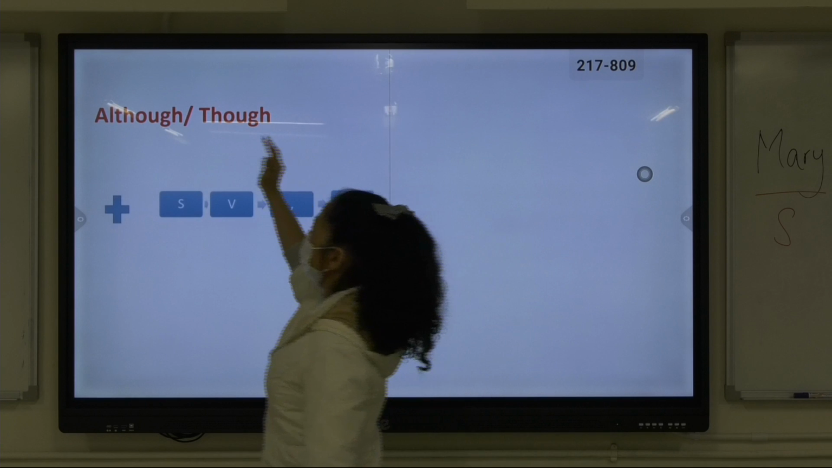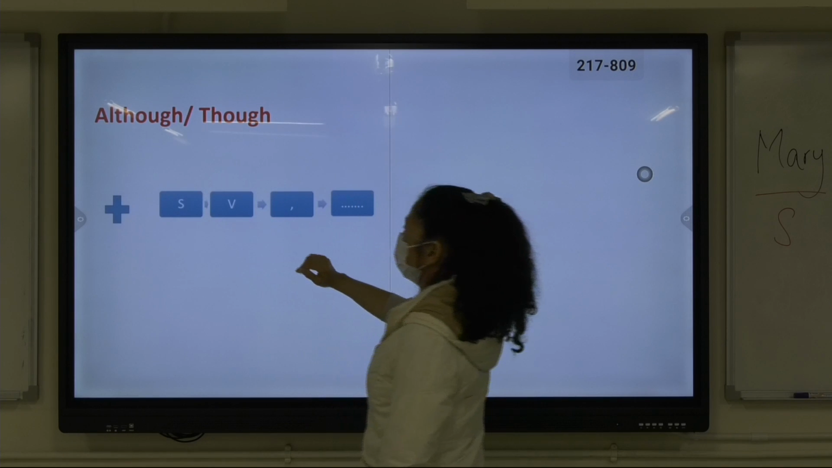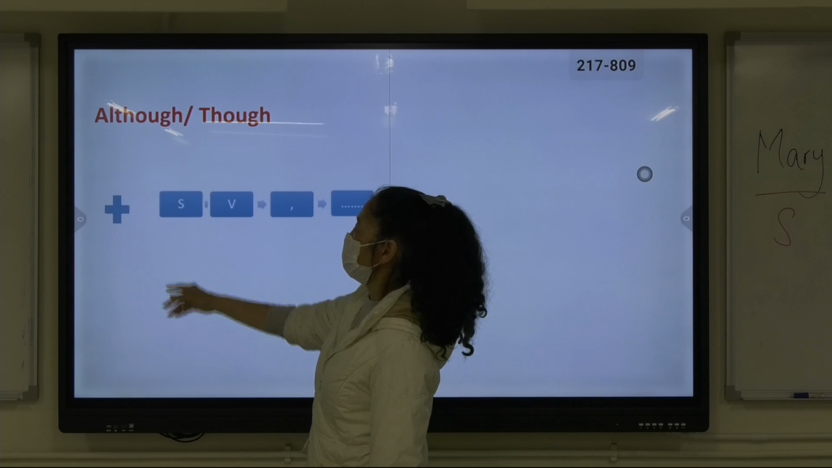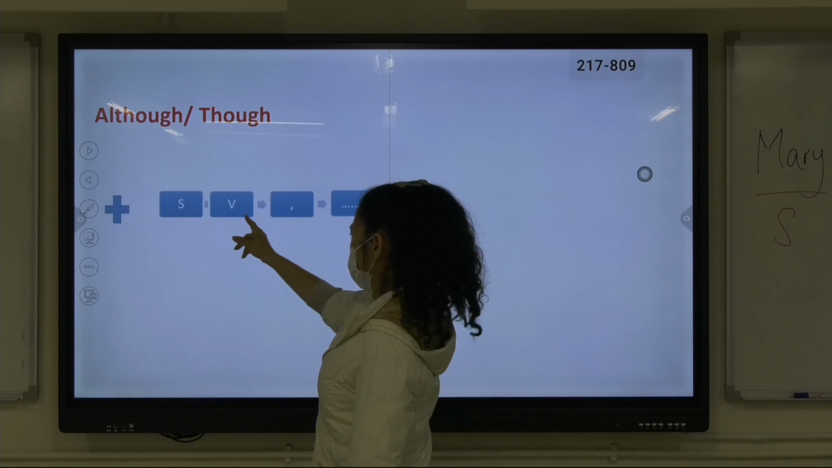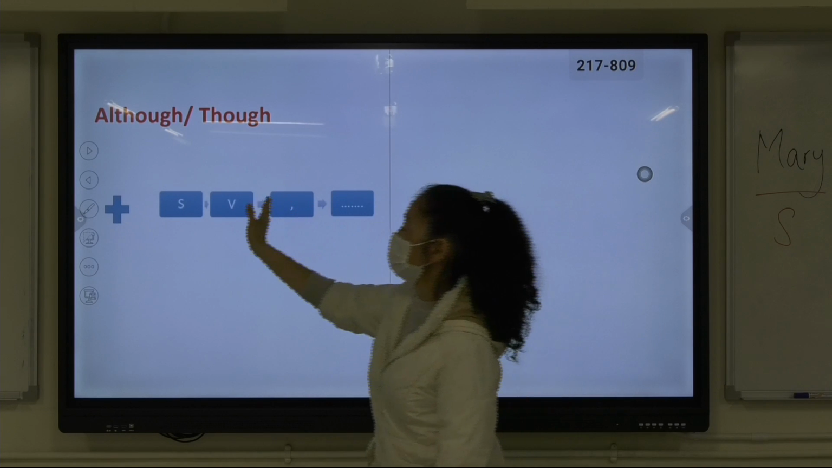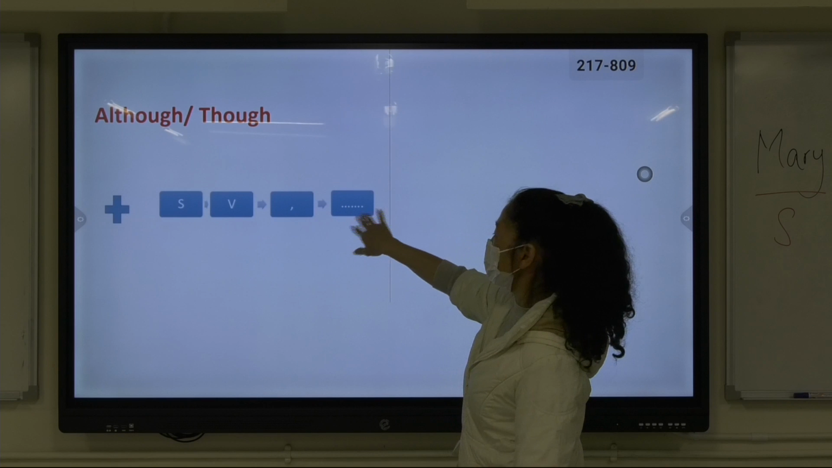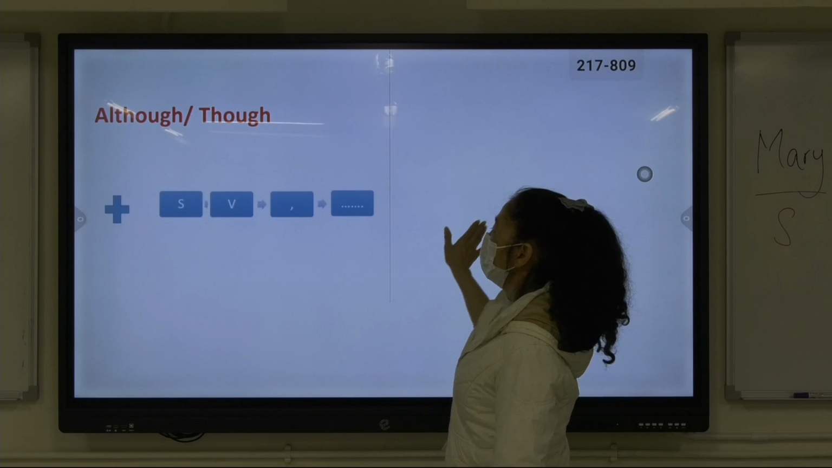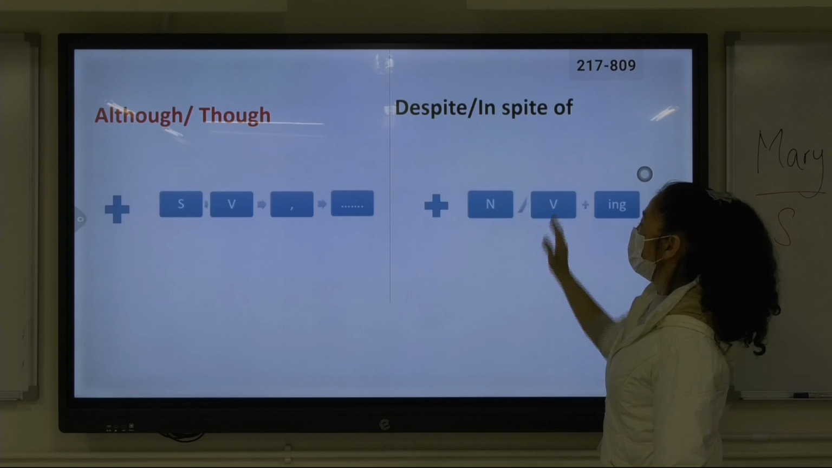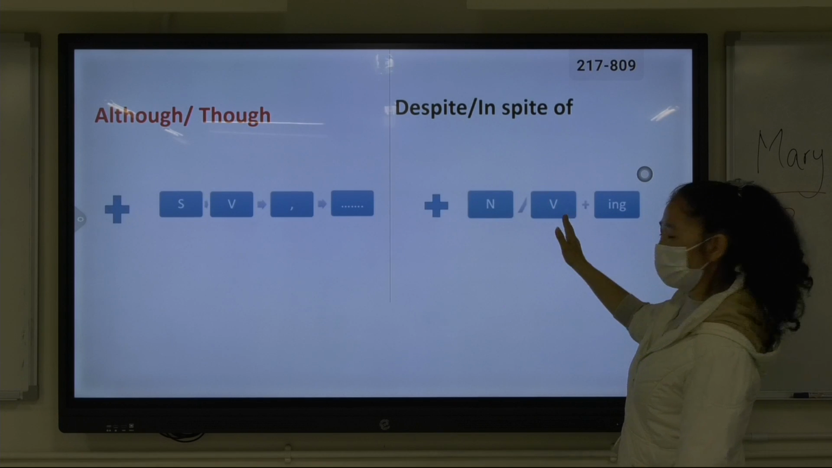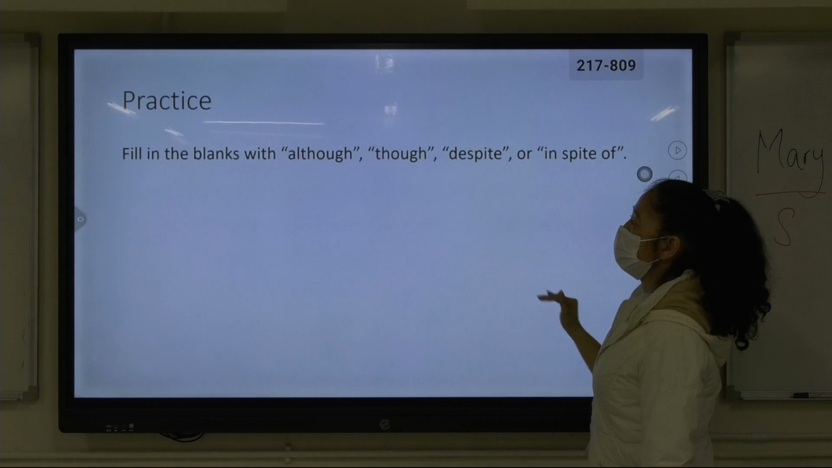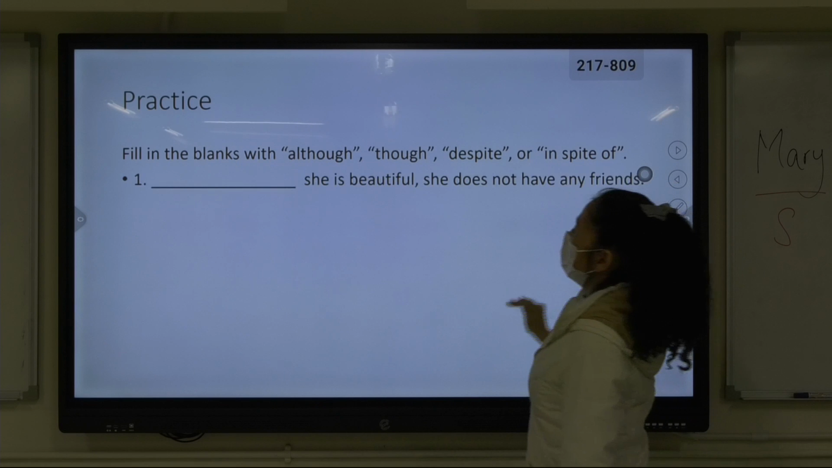Now, although, though here, we put it on the whiteboard. The grammatical structure is subject, verb, and then comma, and the rest. If it is in the beginning, the last part should be another main clause. And then despite, in spite of should be followed by either a noun or pick up the verb plus ing. Okay, now let's have a practice.